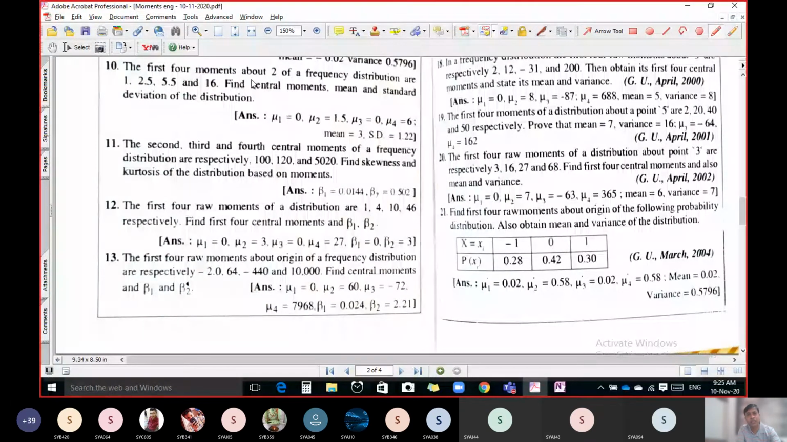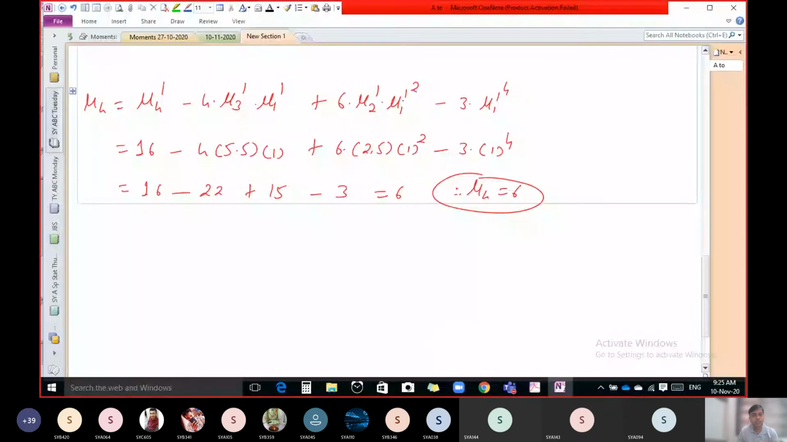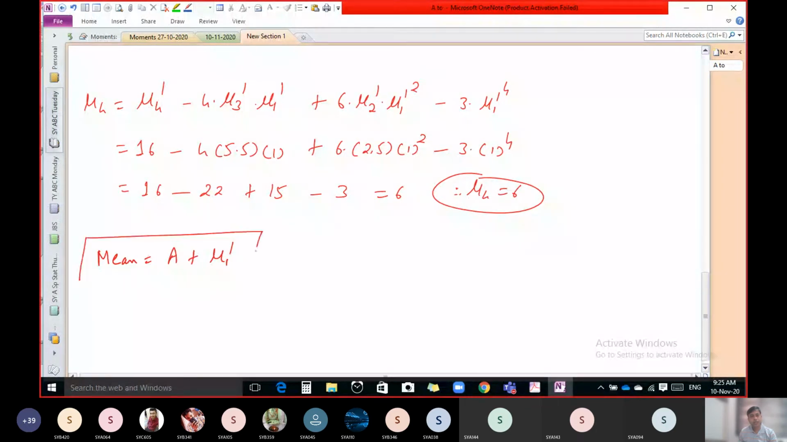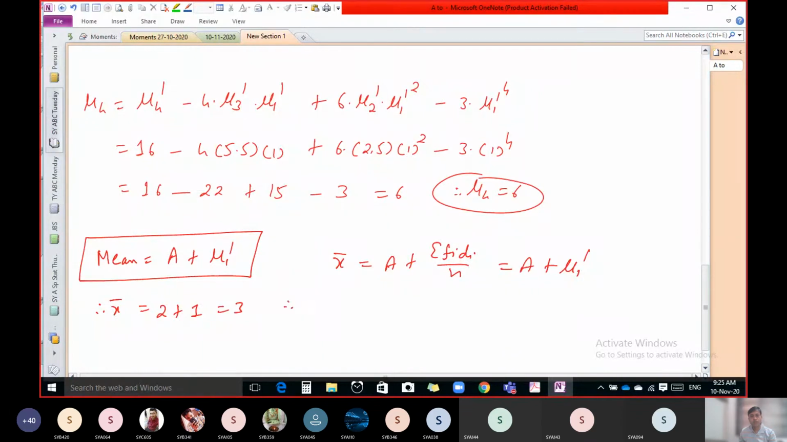Now there is a question of mean and standard deviation. How to find out mean? Listen. For mean, there is a formula: A plus mu1 dash. It's the same as x bar equal to A plus sigma fi di upon n, and this sigma fi di upon n is nothing but mu1 dash. So A plus mu1 dash is the formula for x bar. A is 2 and mu1 dash is 1, so we get 3. Mean equals 3.